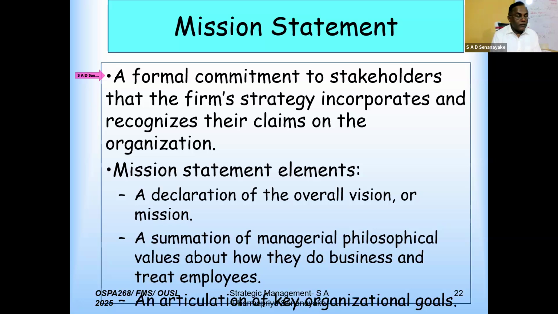So in the mission statement, we are going to express our views about the overall vision or major goals. Then a summation of managerial and physical philosophies that are valid about how they do business and treat employees. An articulation of key organizational goals. So these are part and parcel of the mission statement. I mean, what many people have thought and explained. So for us, what is it?